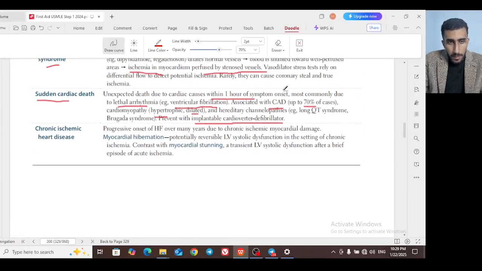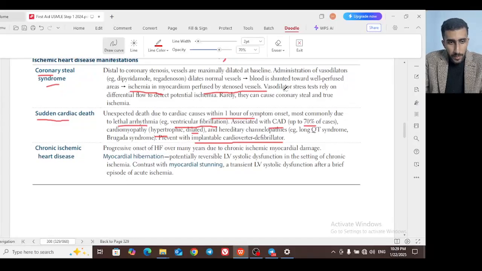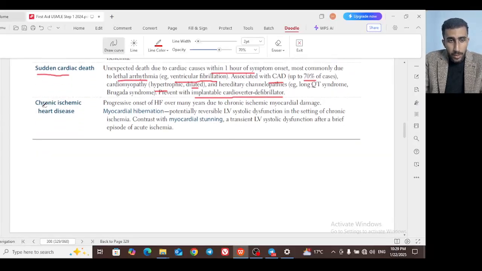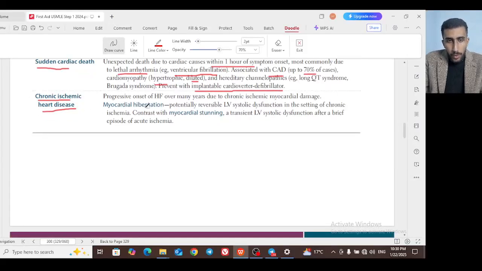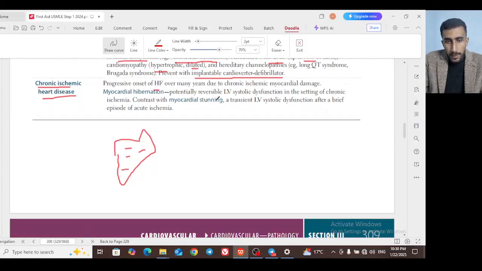The other downside to ischemia is the patient transitioning from acute ischemia to chronic ischemic heart disease or chronic heart failure. There is progressive onset of heart failure over many years, with cumulative damage to the heart. Minor damage that occurs over so many years accumulates to give you heart failure due to chronic ischemia or myocardial damage.